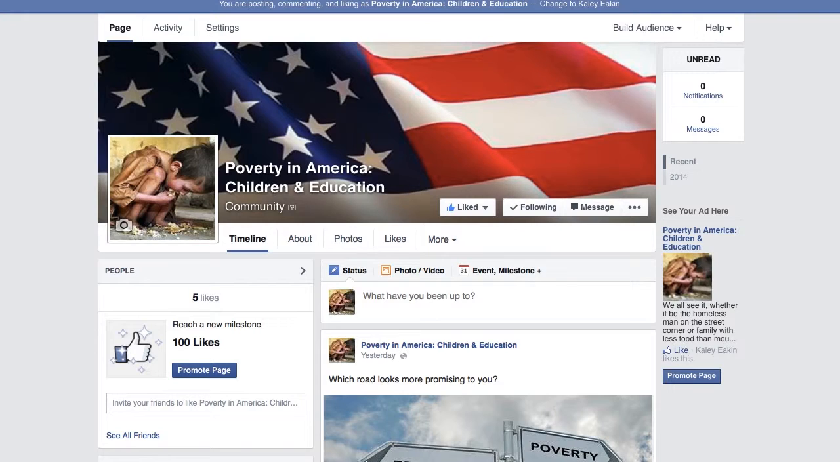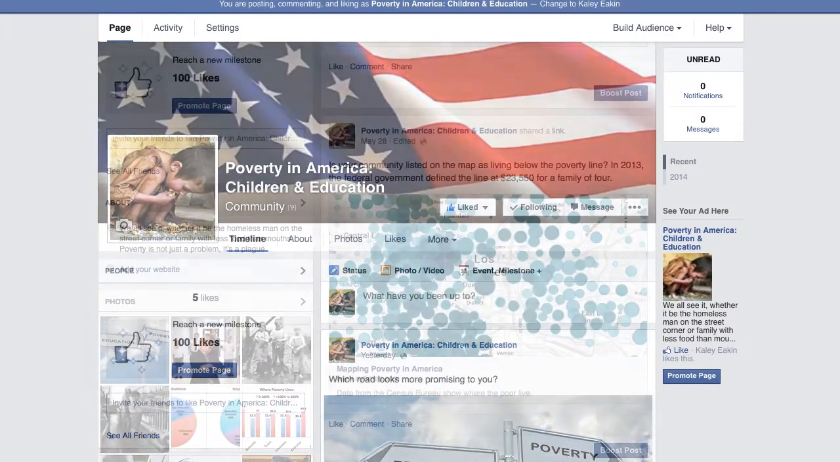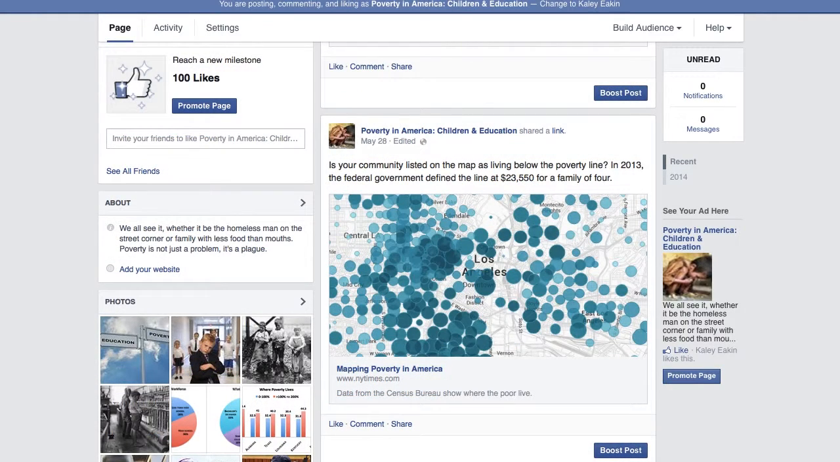These 2 photos, displayed back to back, really make you wonder how one of the wealthiest countries in the world has a nearly 22% poverty rate for children under the age of 18. One of the very first things I posted to my Facebook advocacy site was an article printed in the New York Times illustrating data from the Census Bureau that shows where the poor live.